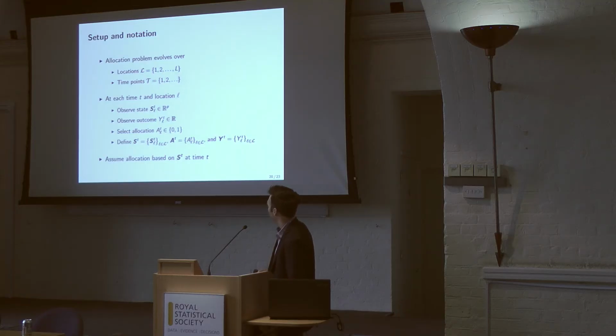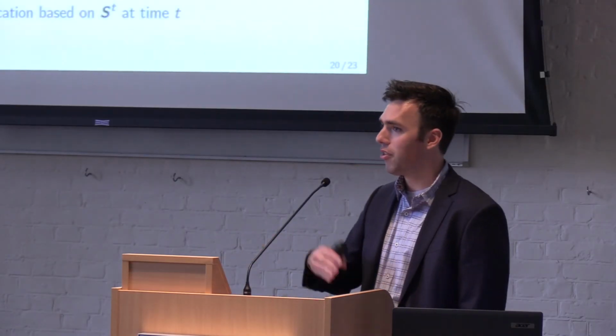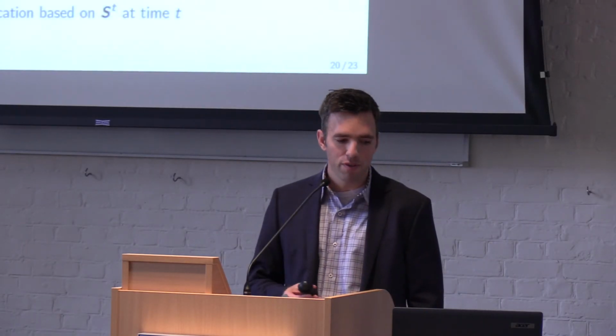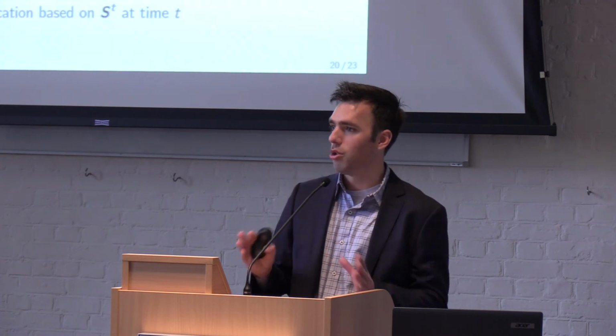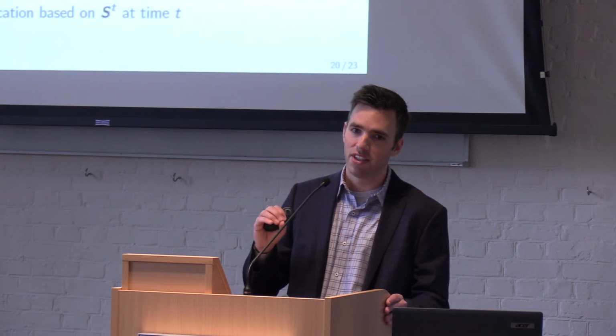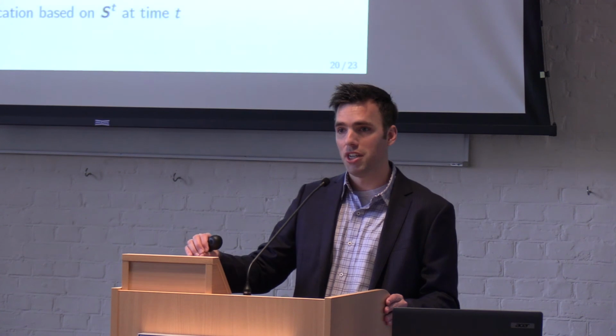Every time t in every location L, you observe a state, which I'll call SLT. You observe an outcome, which I'll call YLT. You select an allocation, ALT, which is going to be 0 or 1. 0 means do nothing, 1 means do something. And then we'll leave a subscript off to denote the union over all locations. So ST would be the set of all states at all the locations at time t.